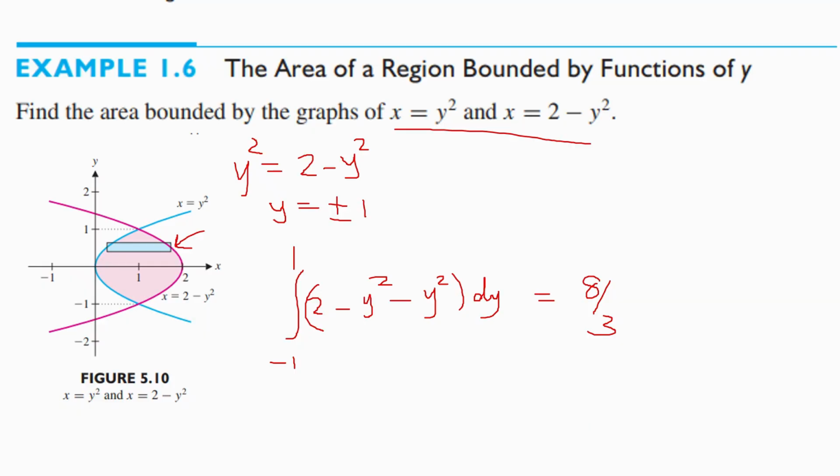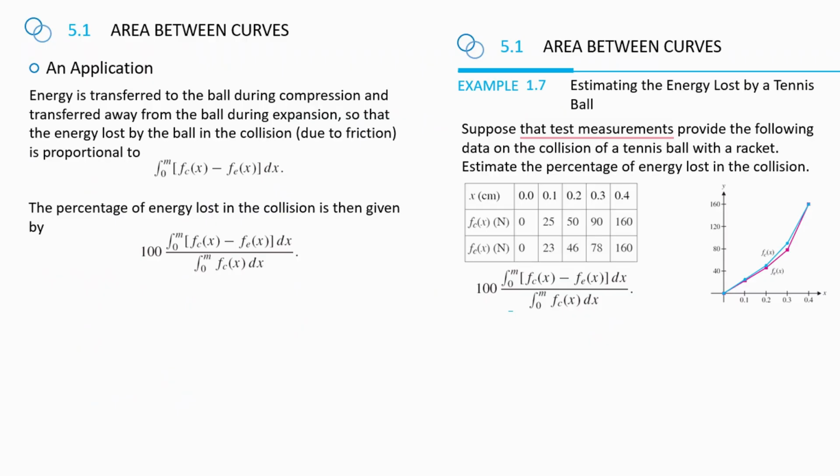This question is slightly different from the previous ones. Here you are asked to estimate the percentage of energy lost in the collision, and they have given you the table. How to find the percentage of energy lost in the collision? 100 times the integral 0 to m of fc(x) minus fe(x) dx, divided by the integral 0 to m of fc(x) dx. If you look here, you have fc(x) and fe(x).